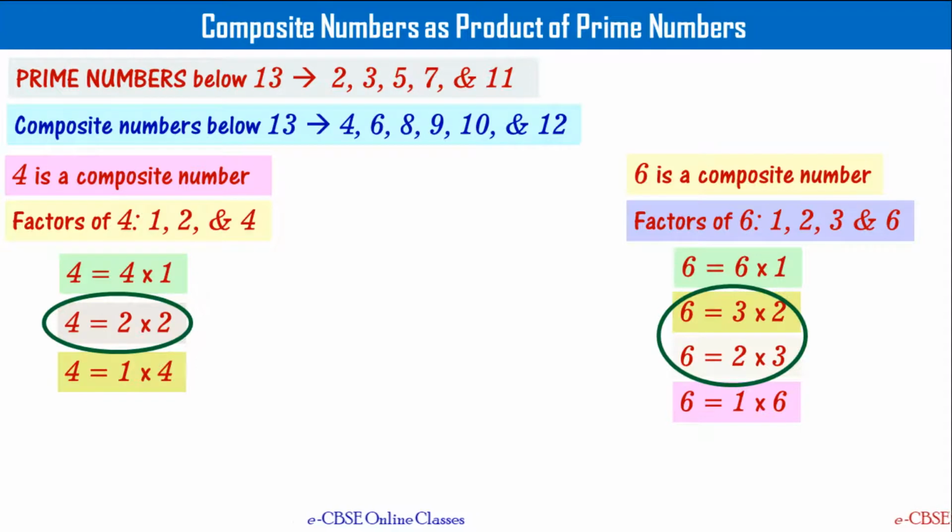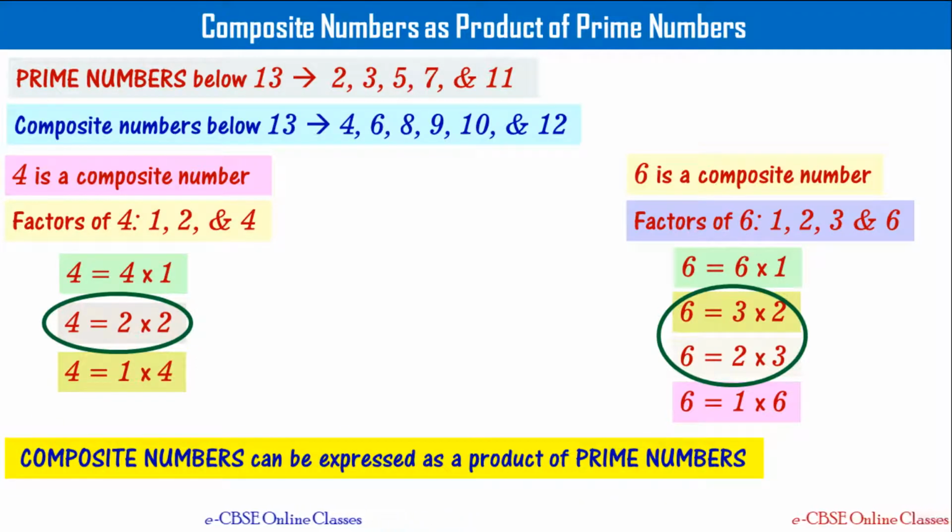So what you have learned just now is composite numbers can be expressed as product of prime numbers. In the case of 4, 4 is a composite number and we expressed it as product of prime numbers, that is 2 times 2. In the case of 6, we have expressed it as either 3 times 2 or 2 times 3, right?